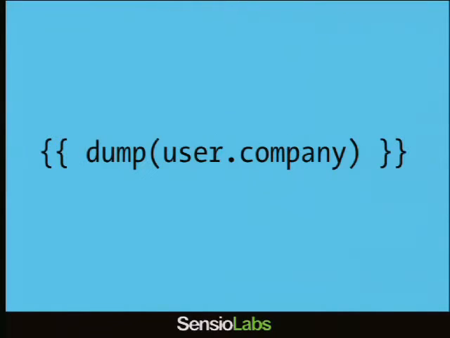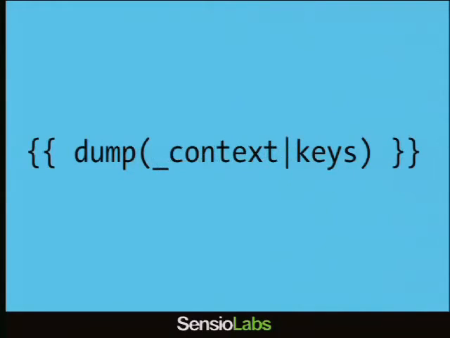You can also dump a complex expression, actually, so you can get all the variables available on the user company. And if you want to get access to all the variables that are available in a template, you can use this trick. So underscore context actually contains all the variables available in the current template. And here I'm saying I want just the keys and dump the keys. So this is a way to actually get all the variables available in a template, right?